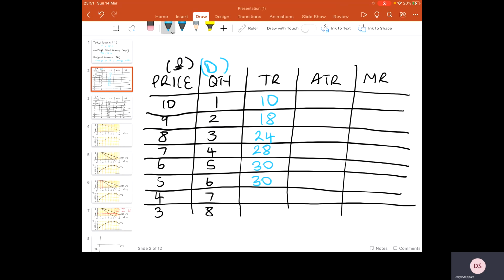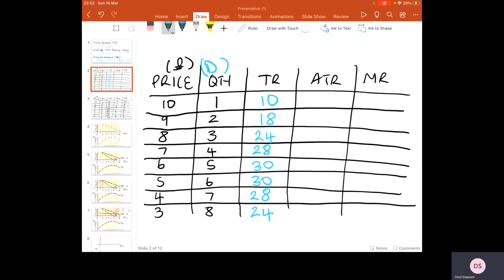And look what happens now. Something strange will start to happen now. Total revenue will start to actually go down when we lower the selling price to £4. And then it will go down again when we lower it to £3. Now, we'll understand why this is happening when we think about the marginal revenue curve.